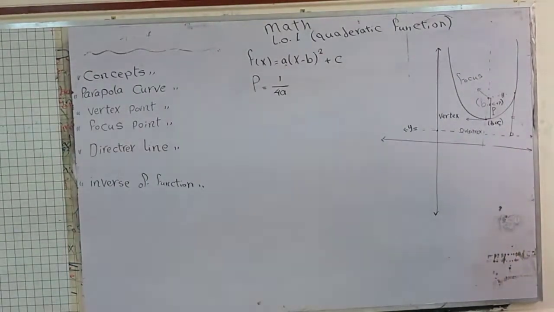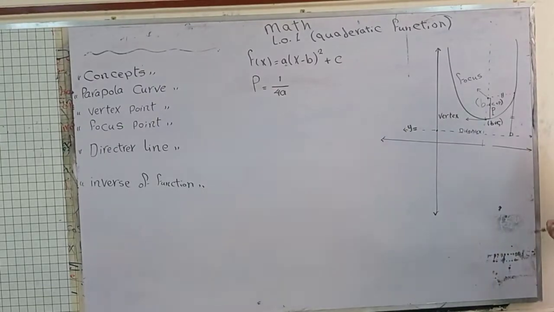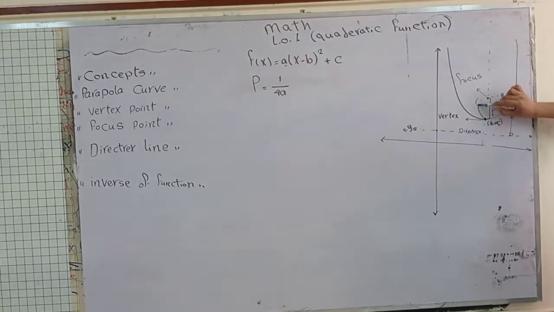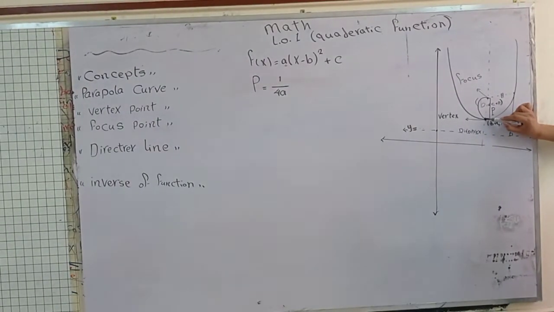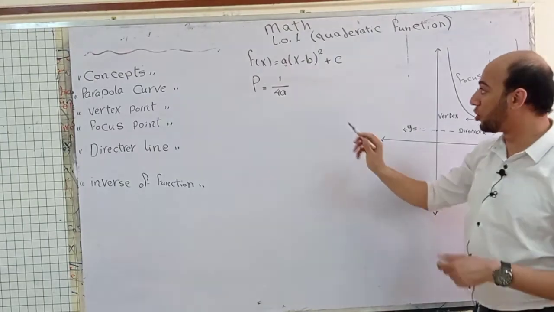How can we get this number? In a very easy way. We know that the distance between the vertex and the focus is equal to the perpendicular distance between the vertex and the directrix. So this distance is also p, which we get from this law.